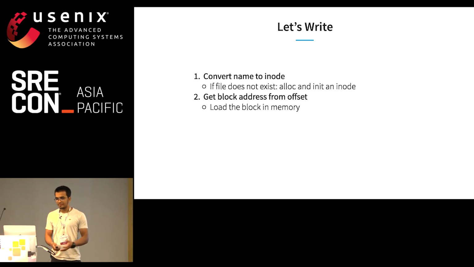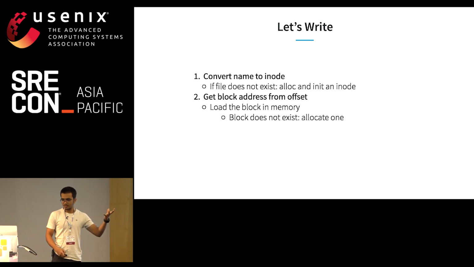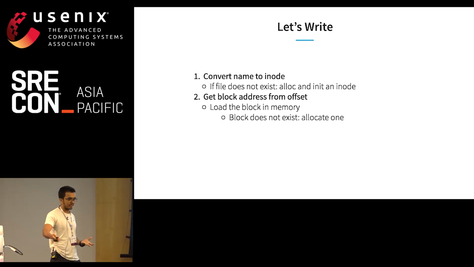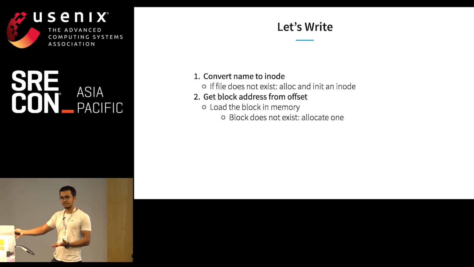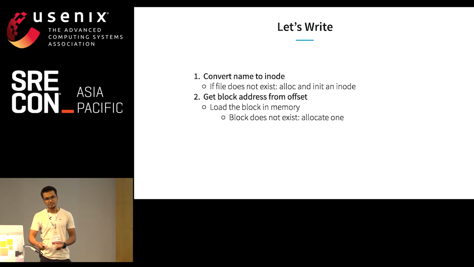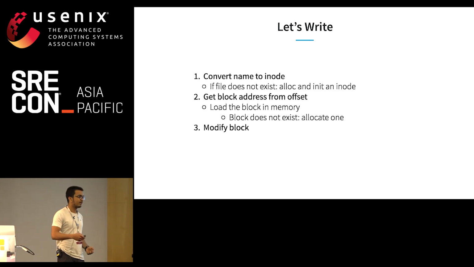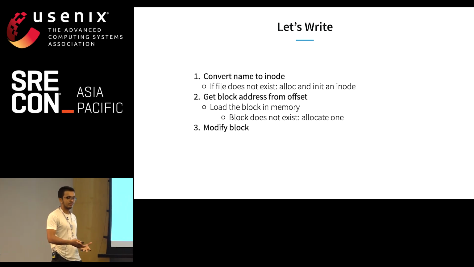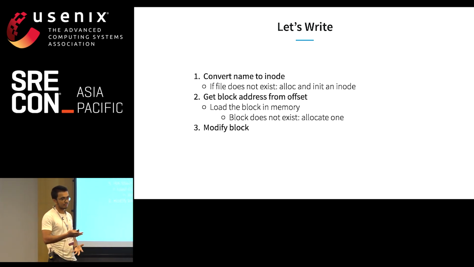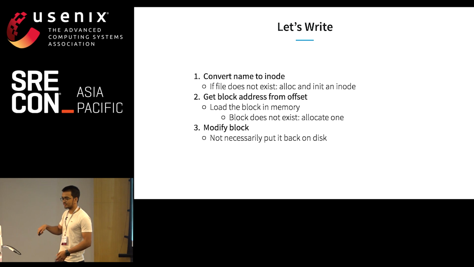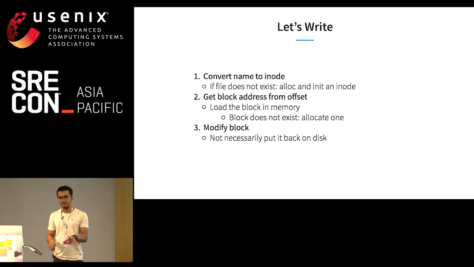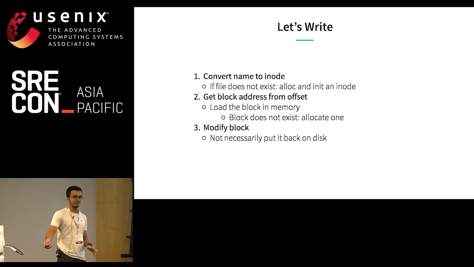You load that block from the disk into memory. If you want to append to a file and the block doesn't exist, because you're extending the file, you have to allocate a new block. Finally, when you have the block in memory, you do whatever you want: change, append, whatever. And finally, you put it back to the disk. So you do a write call, and you assume that your block has been written to the disk.